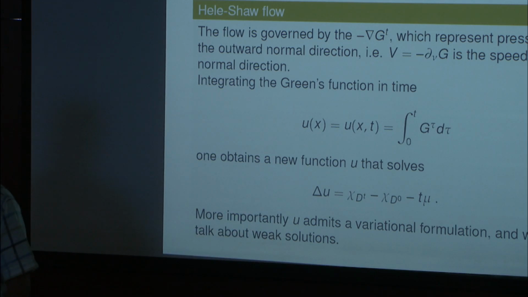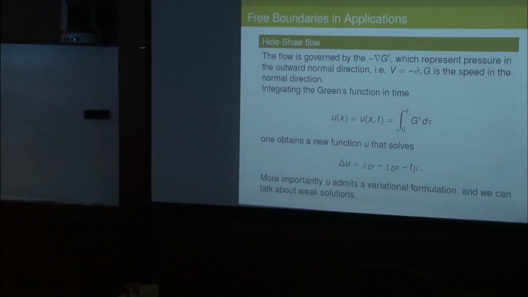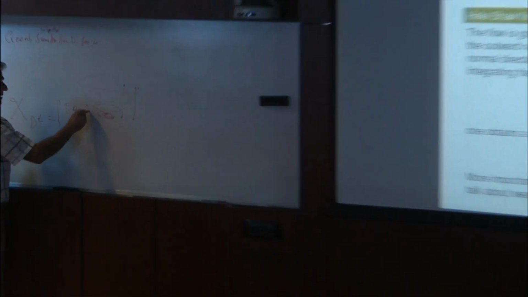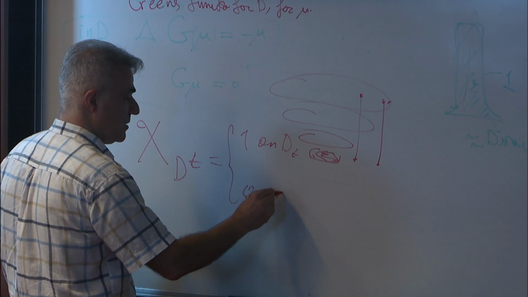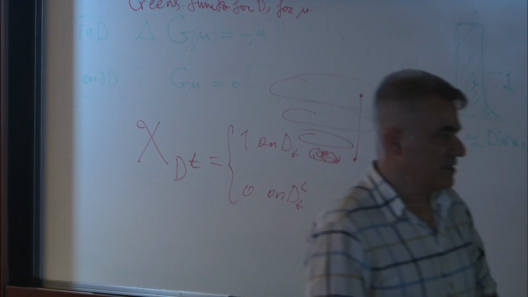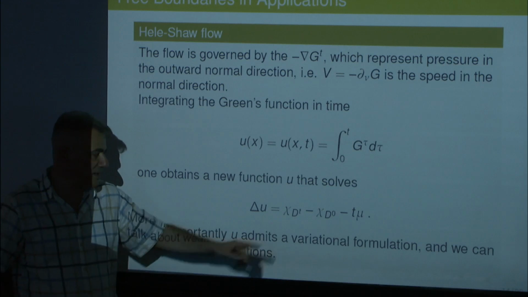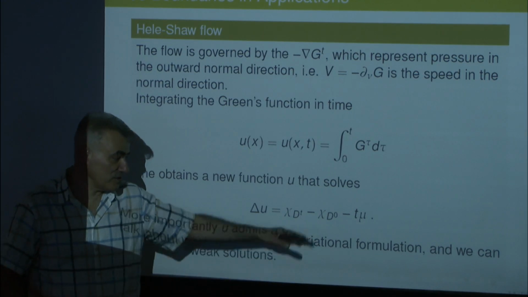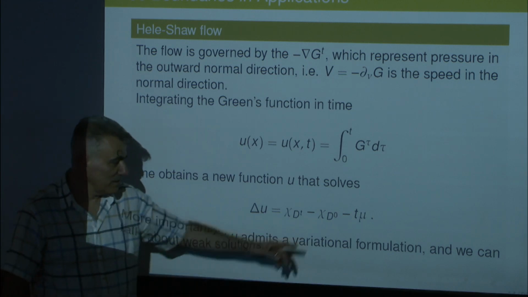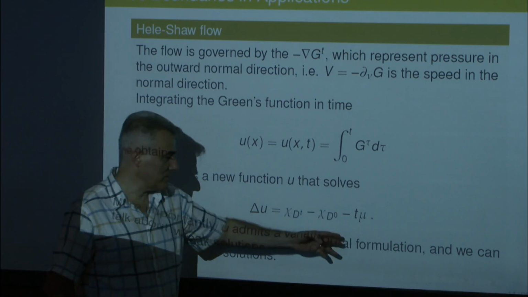I will do a little bit of a drill with this. So if you compute it, it will be, so this is the characteristic function of Dt. So this is 1 on Dt, and it's 0 otherwise. So the Laplacian will be 1 on the whole domain, minus the characteristic function of D0, so it will be minus 1 on this one, and then minus t of mu. Because as time goes, it will accumulate more measure here, so this is what we get.